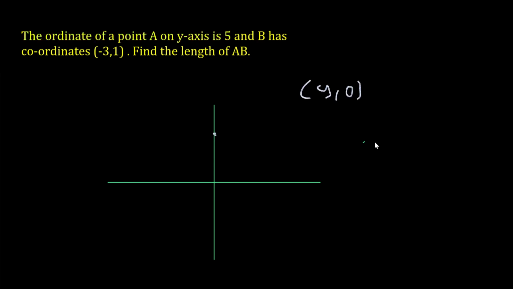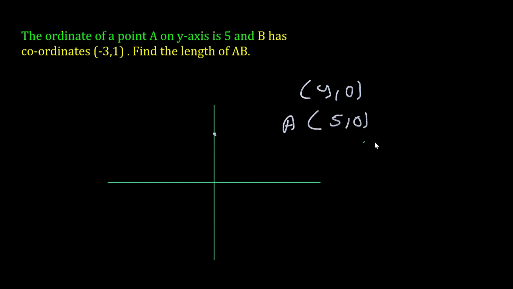Now if I read this again, it says the ordinate is the y coordinate, and the y coordinate is given as 5. So can I say that this point A will be (5, 0), as its x coordinate is 0?